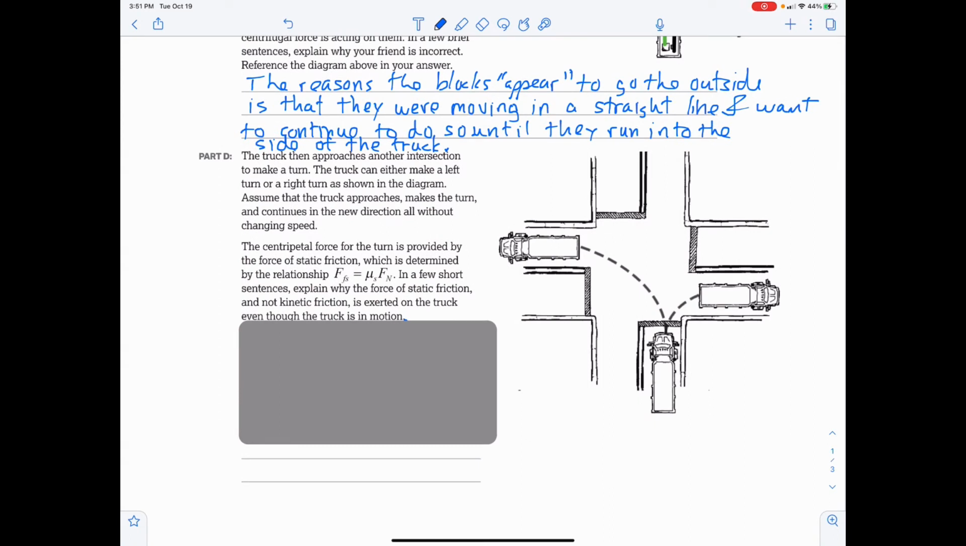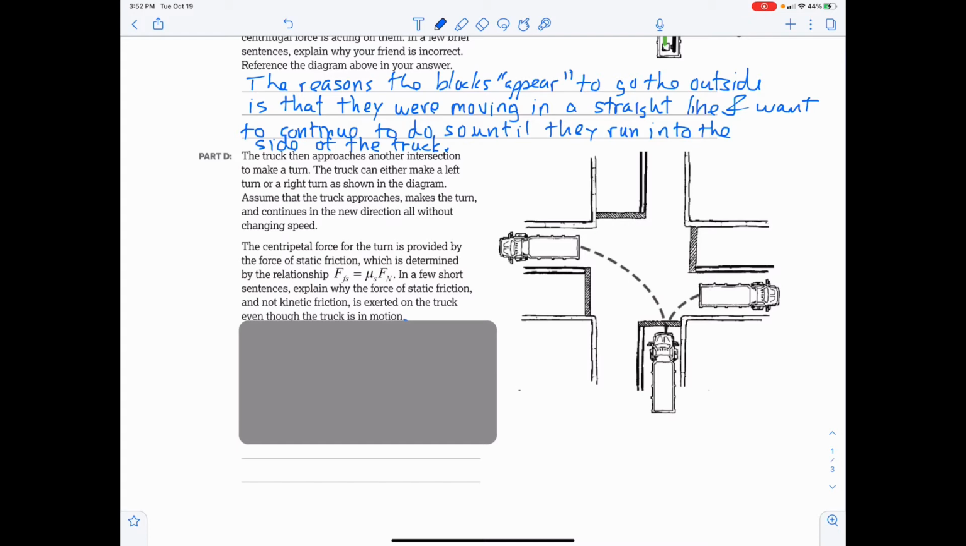Part D. The truck then approaches another intersection to make a turn. The truck can either make a left turn or a right turn as shown in the diagram. Assume the truck approaches, makes the turn, and continues in the new direction without changing speed. The centripetal force for the turn is provided by the force of static friction, which is determined by the relationship friction equals mu times normal force.